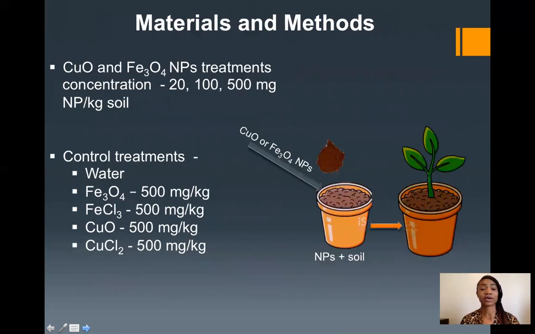The copper oxide and iron(III) oxide nanoparticle concentrations we used ranged from 20 to 500 milligrams per kilogram of soil. Control treatments included water, iron(III) oxide, iron(III) chloride, copper oxide, and copper(II) chloride at 500 milligrams per kilogram of soil. Garden soil was measured into pots, and copper oxide or iron(III) oxide nanoparticles at different concentrations were mixed into the soil and homogenized using a kitchen blender. This was allowed to incubate for 24 hours before seeding the kidney bean seeds.